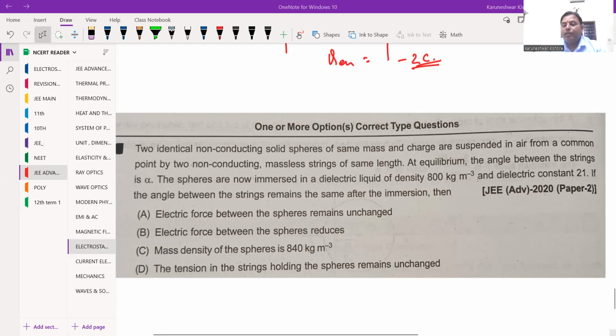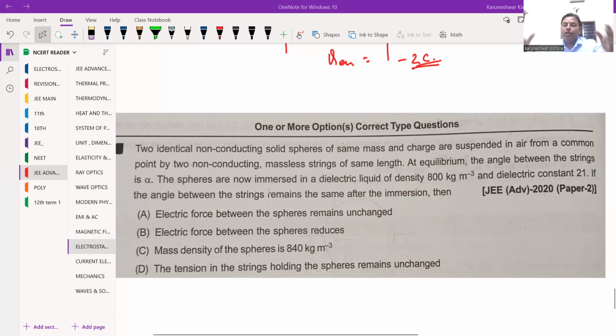At equilibrium, the angle between the strings is alpha. So when the two spheres are in equilibrium, the angle the string is making with the vertical is alpha. Initially the two spheres were in air. Equilibrium condition means it is not moving at all, so the net force on each sphere will be balanced. That is the meaning of equilibrium. So at that time the angle is alpha from the vertical.